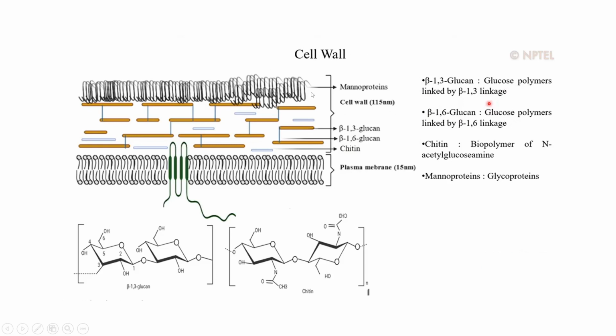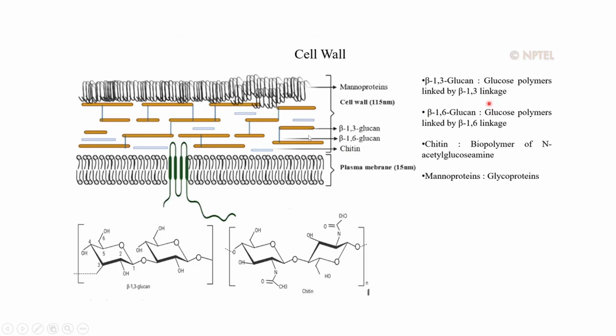So when we talk about the cell wall of these bacteria, the cell wall contains the plasma membrane, and in the outer part, the cell wall contains features such as mannoproteins. Mannoproteins are glycoproteins, and this glycoprotein contains many receptors which help in binding to the target protein.